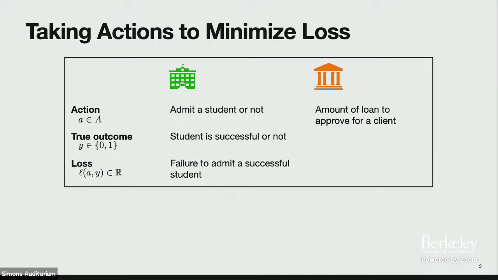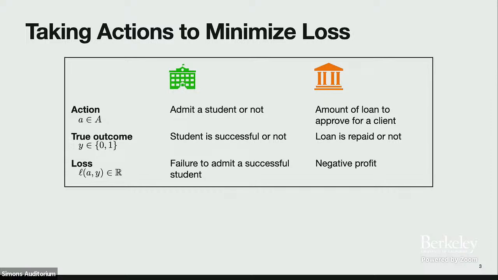There's another example where the action corresponds to the number of loans we want to approve for a client. And in this case, we try to predict whether the loan will be repaid or not. And if we want to maximize our profit, then the loss is the negative profit.